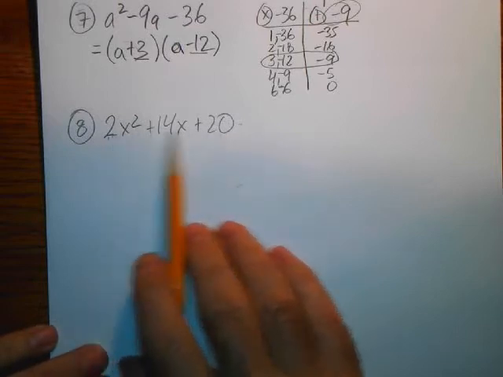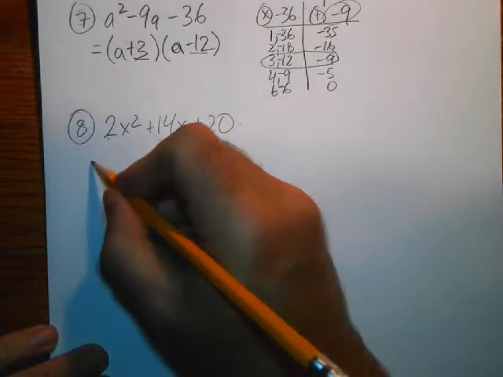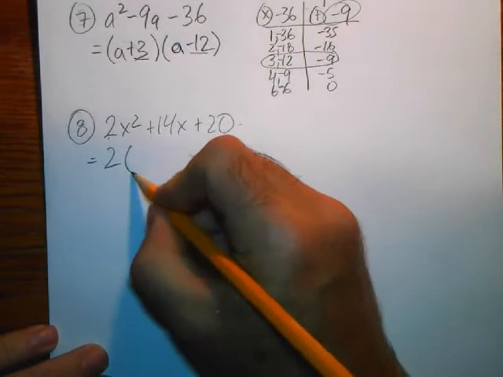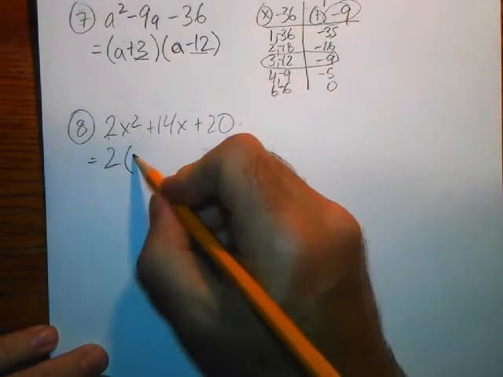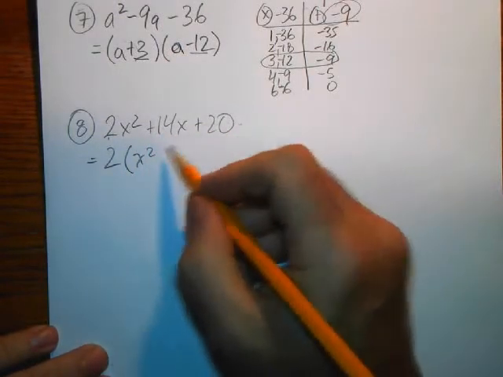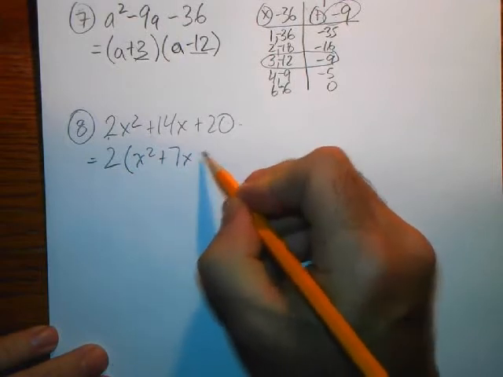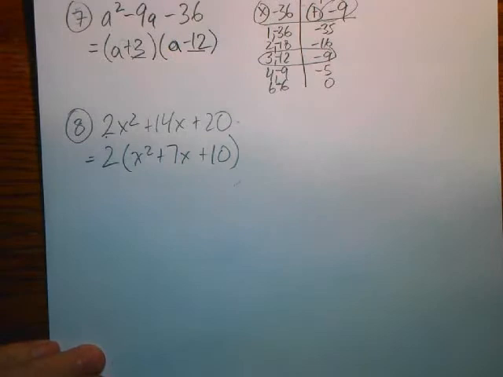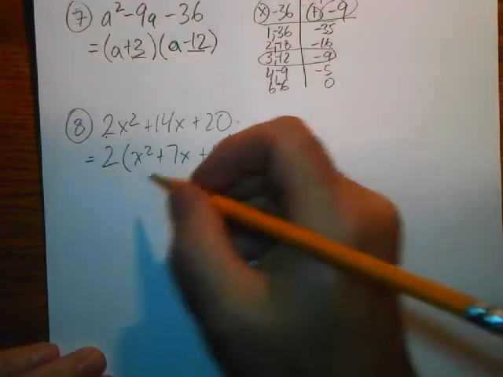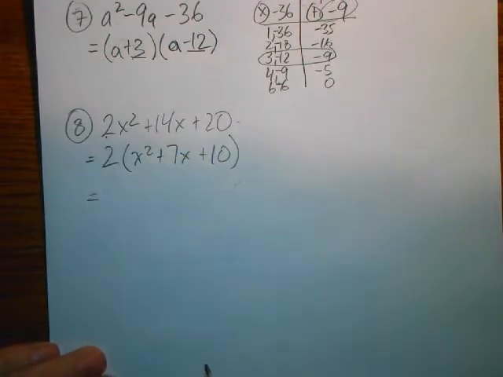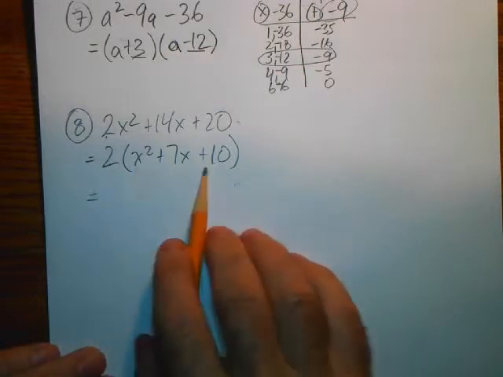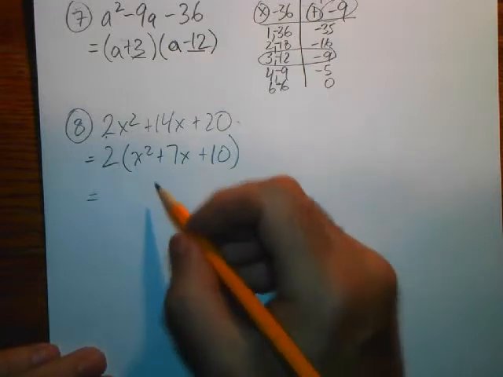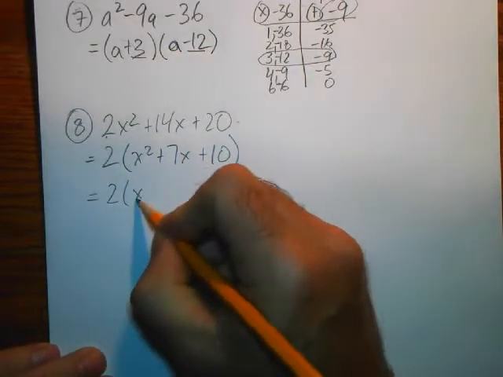So when I do that, the common factor of 2, I divide each of the terms by 2, I get x squared plus 7x plus 10. And if you remember, that was the very first question I gave you in this section. So that actually has factors of x plus 2, x plus 5. I won't redo it, but you would do it the same way.